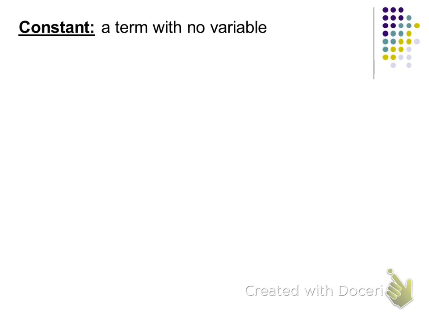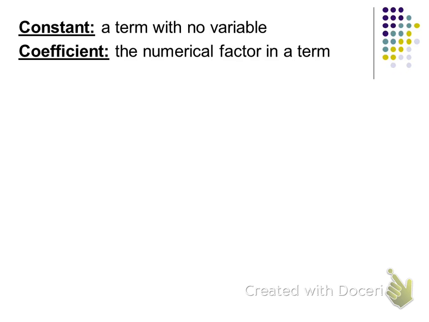All right. Lots of vocab today. A constant is a term with no variable at all. So when you were listing the terms, you wrote down 15. 15 didn't have a variable. We call that a constant because no matter what you plug in for x or y or p or whatever, that term holds a constant value. It is not changing depending on what your variable is.